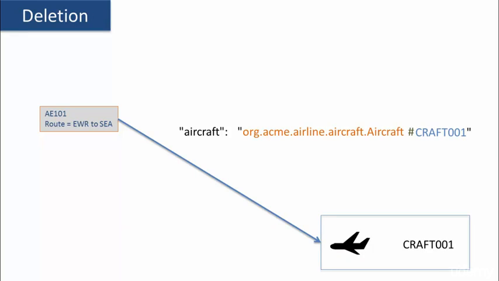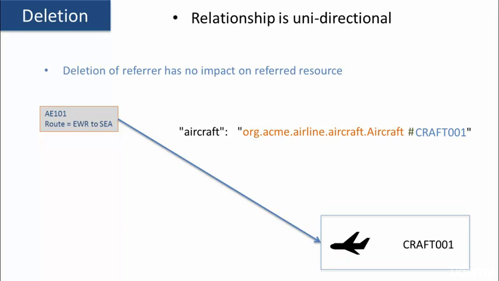Another point about the deletion is that the relationship is unidirectional. In other words, the deletion of the referrer has no impact on the referred resource. So if the flight AE101 is deleted, the instance of the aircraft identified as craft001 will not be impacted.